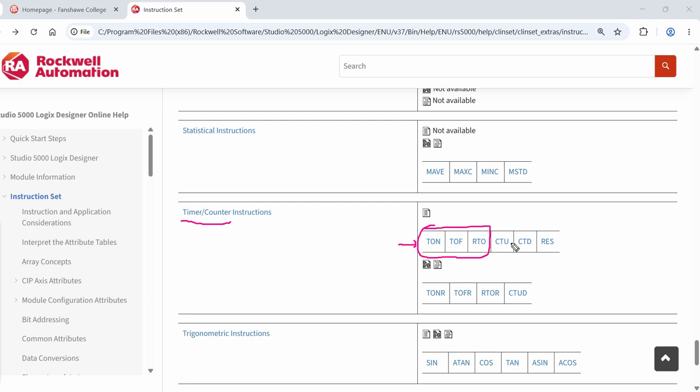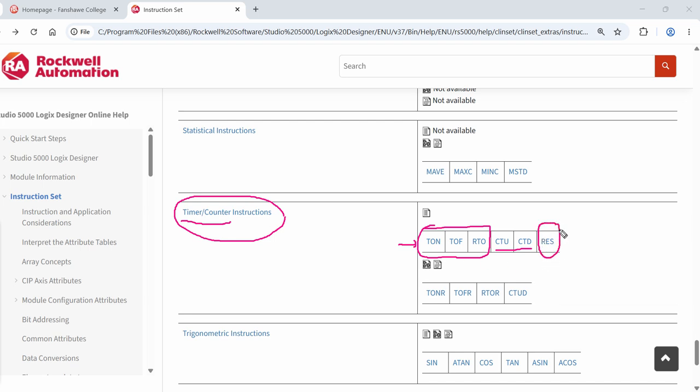So the rest of the two instructions, CTU and CTD, are for the counters. Again, Rockwell put them together as one group because they have a very similar tag structure. They are different types. They call them timer and counter, but the structure and the members within the structure are very similar. So that's why.